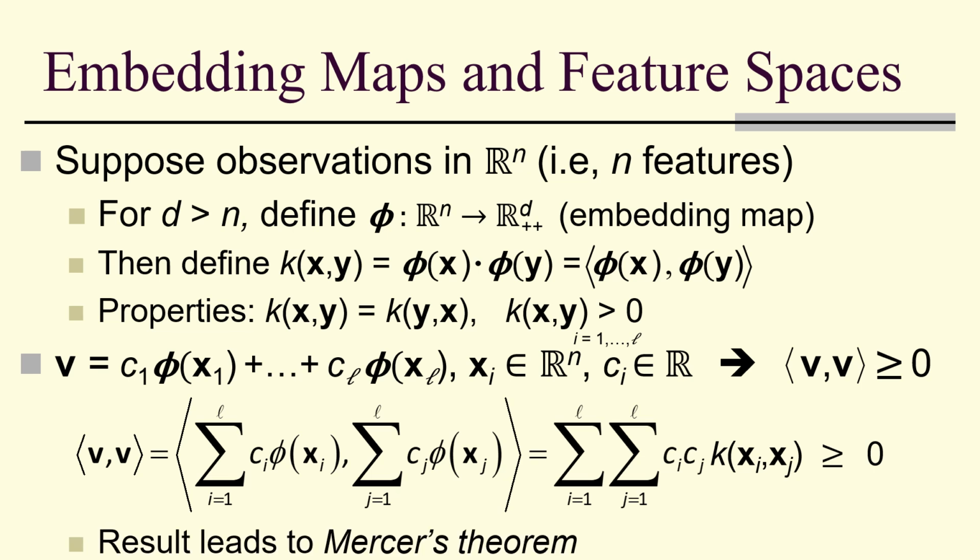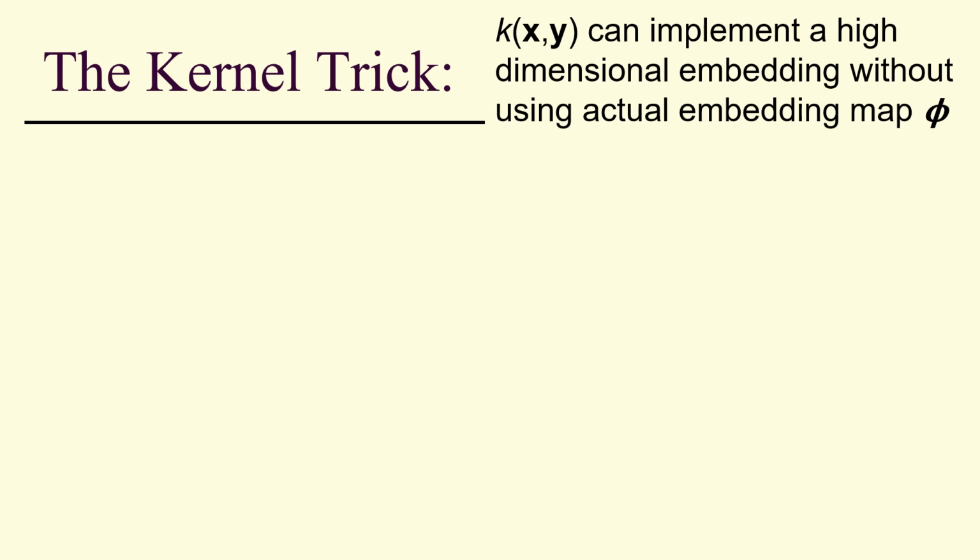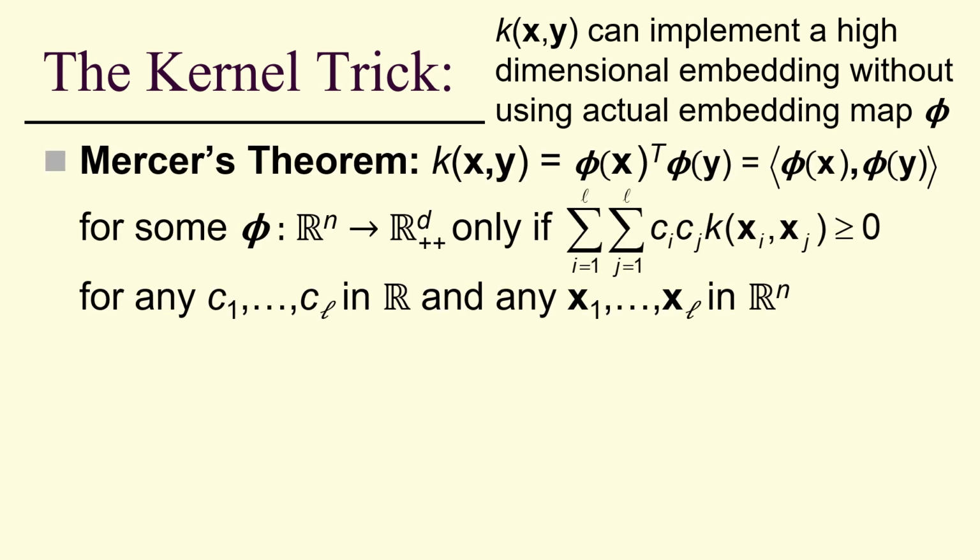And this result is called Mercer's theorem. And it leads to the kernel trick. A kernel K of x, y can implement a high dimensional embedding without using the actual embedding map phi. Why? Well, Mercer's theorem is actually if and only if. So K of x, y is an inner product of phi of x with phi of y, where phi is some embedding map, if and only if this double summation, i equals 1 to l, j equals 1 to l, c_i, c_j, K of x_i, x_j, is greater than or equal to 0, for any coefficients c_1 to c_l in R, and any vectors x_1 to x_l in R^n.